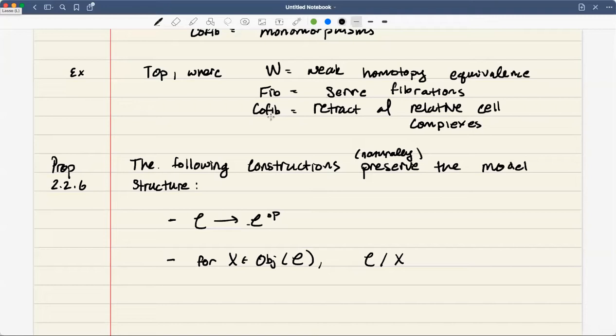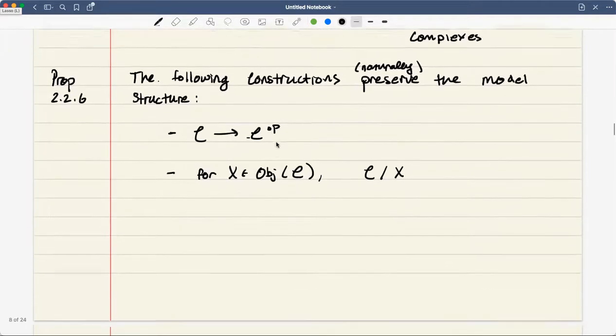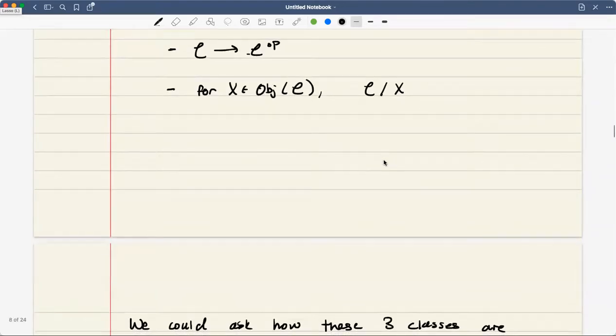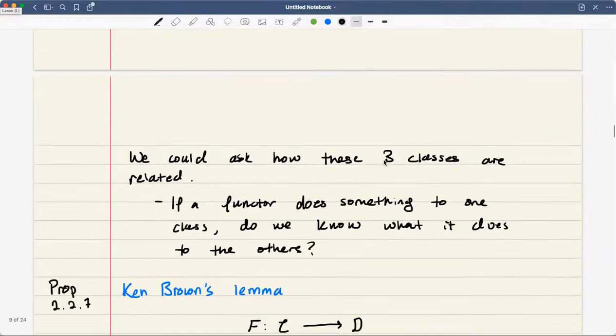But oftentimes you will only really define one of these classes, like fibrations or cofibrations, and then you'll just formally say that the other is the class of morphisms with lifting against this other class. Okay, so taking opposite categories preserves model structure if you just follow where things go. Then also this category is called the over category or slice category or something like that.